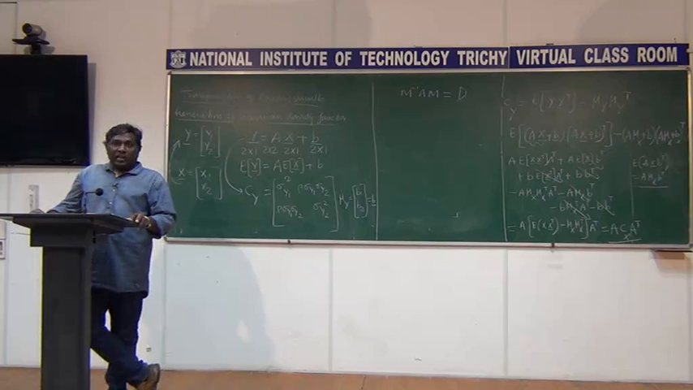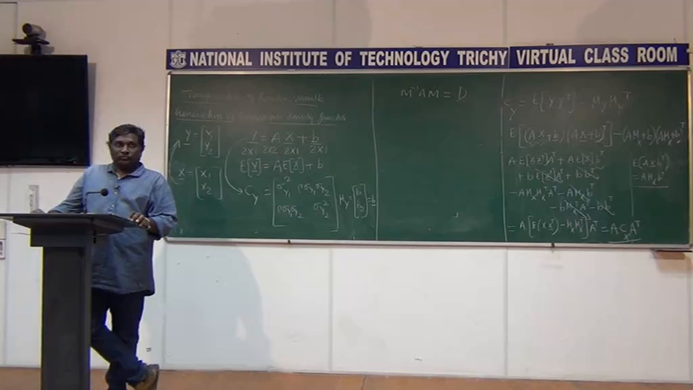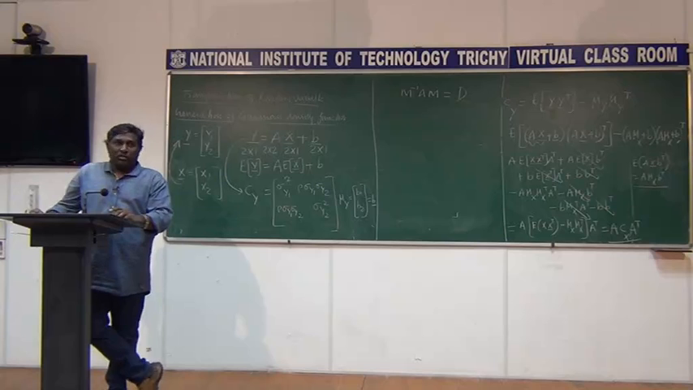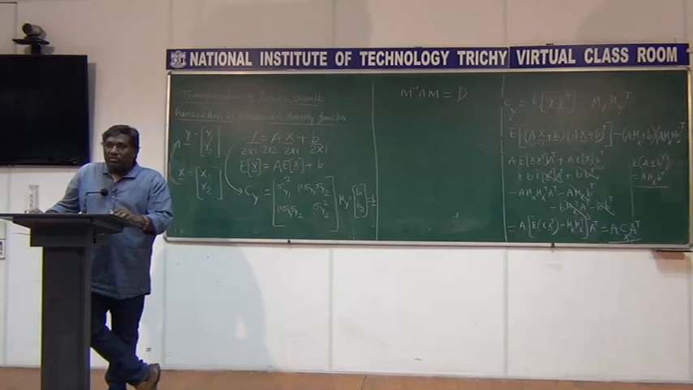It means I can find some matrix M such that M inverse Cy M becomes D. In fact, the matrix M in this case happens to be an orthogonal matrix, which we call the eigenmatrix.